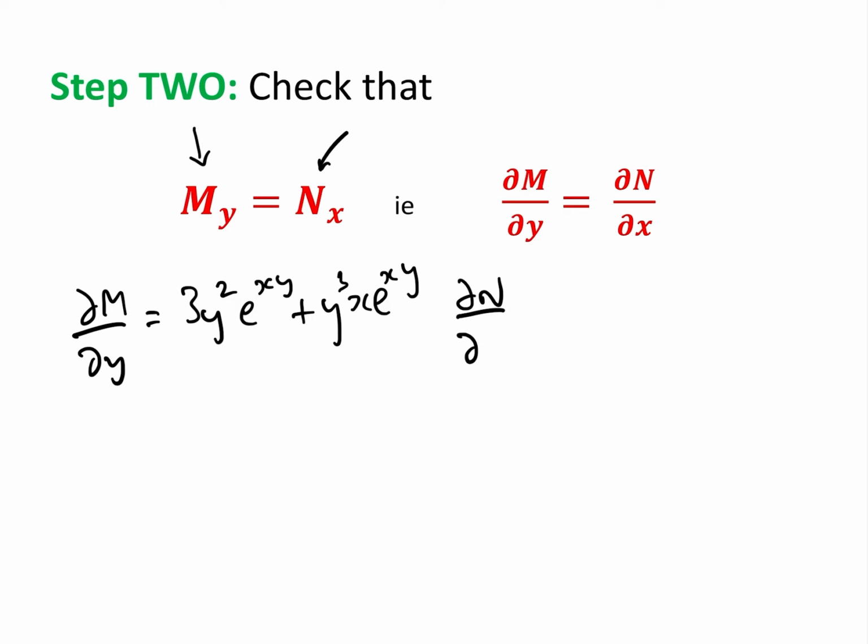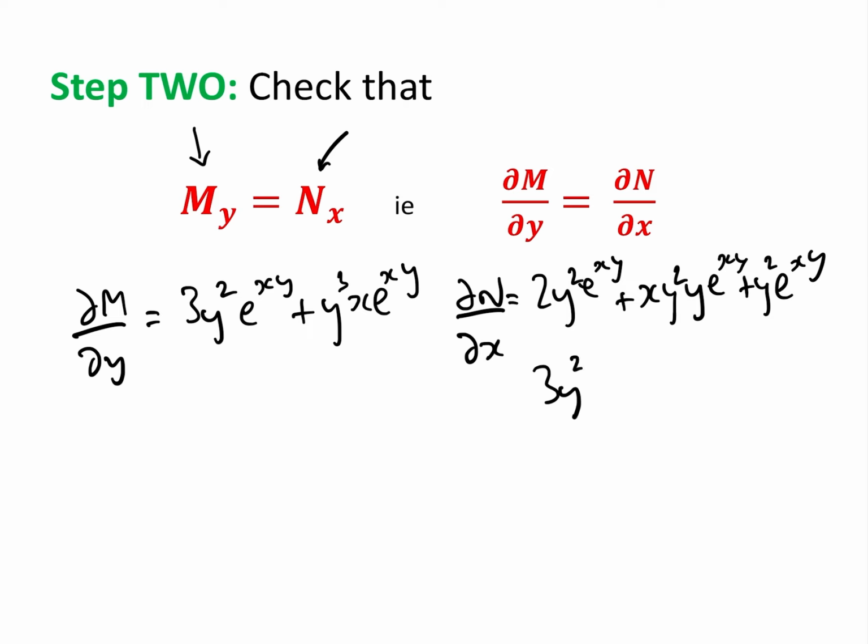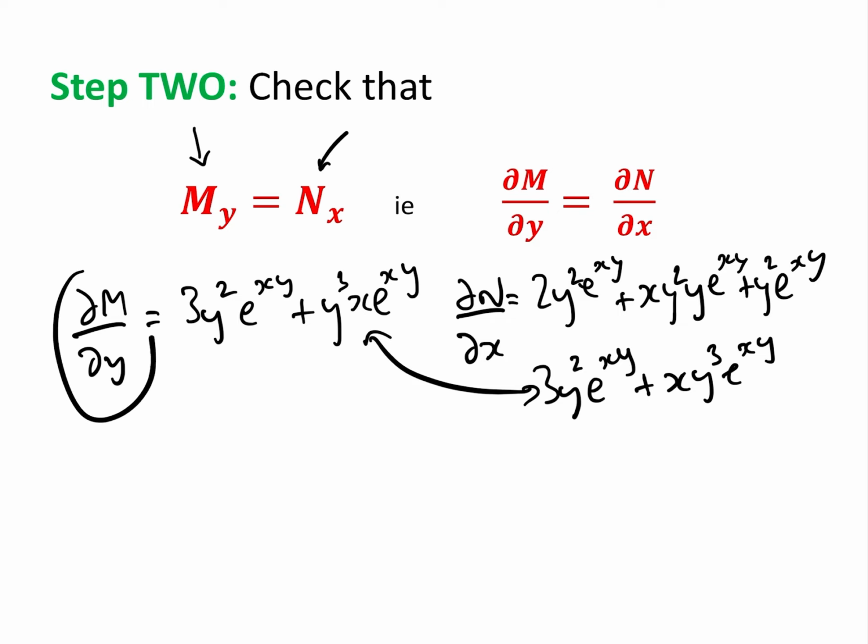And dN dx equals 2y squared e to the xy. Sorry, it's off the screen, you'll have to just scroll up. Add xy squared times y e to the xy add y squared e to the xy, and adding all that up gives us 3y squared e to the xy add xy cubed e to the xy, which is the same as that. Therefore dM dy is equal to dN dx, and therefore we know it's an exact equation.